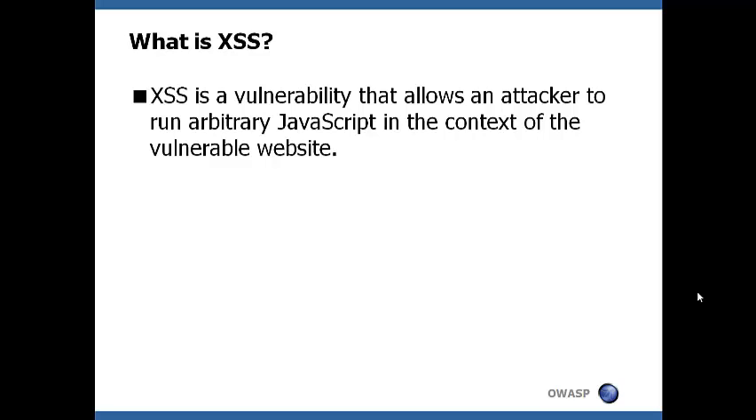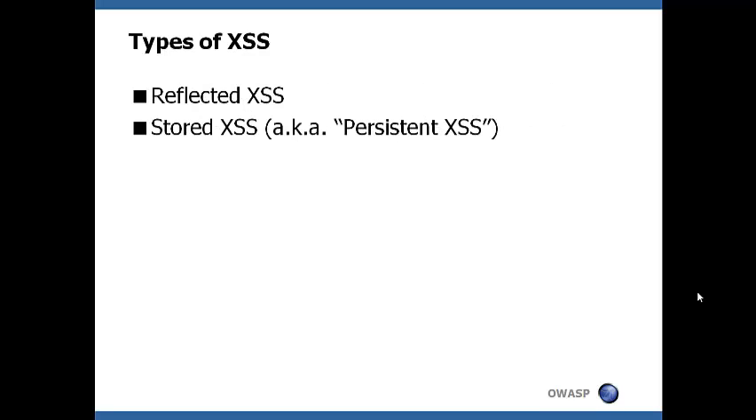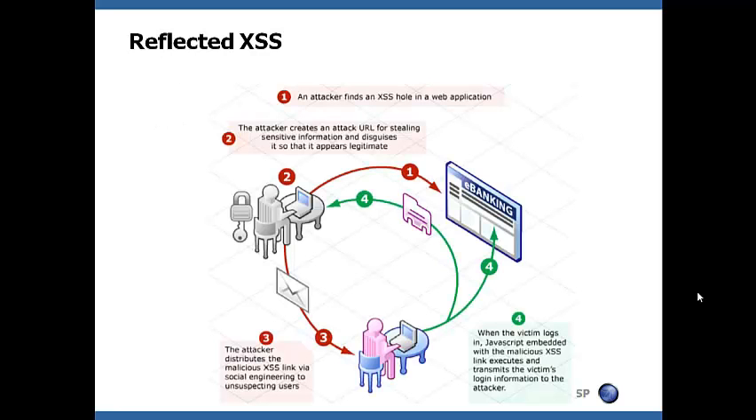Cross-site scripting is usually divided into two parts: reflected cross-site scripting and stored cross-site scripting. Stored cross-site scripting is sometimes called persistent cross-site scripting. So let's begin with reflected cross-site scripting. In reflected cross-site scripting, an attacker finds a cross-site scripting hole in a web application.